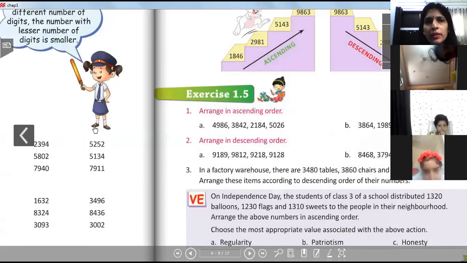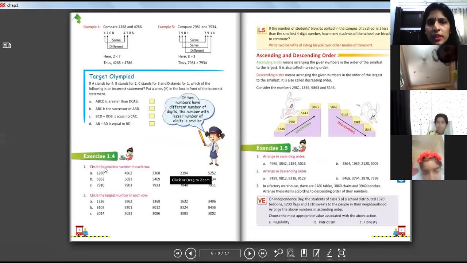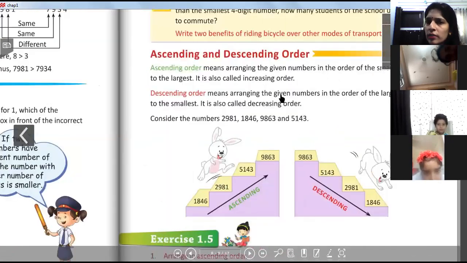Like this, we can compare the given numbers. Suppose I have two numbers with the same digits. Same digits means the same number of digits. Like it is a 4-digit number, and it is also a 4-digit number. So we'll compare the digit at the thousands place, then at the hundreds place. But suppose the digit at the hundreds place is the same, then we move on and compare the digits at the tens place. Okay, children? Here's the exercise related to this. Then we have ascending and descending order.